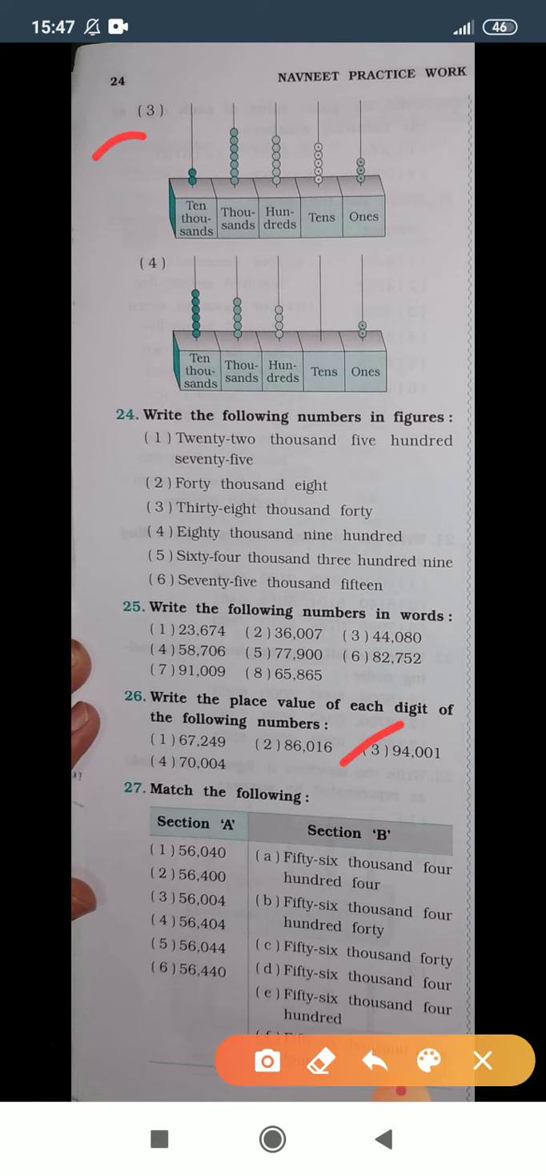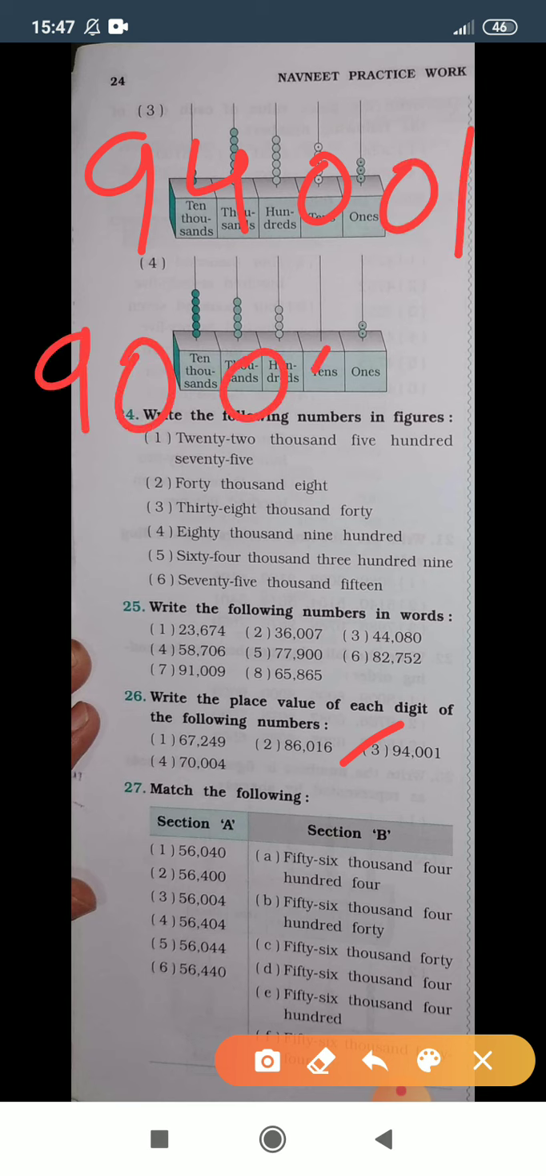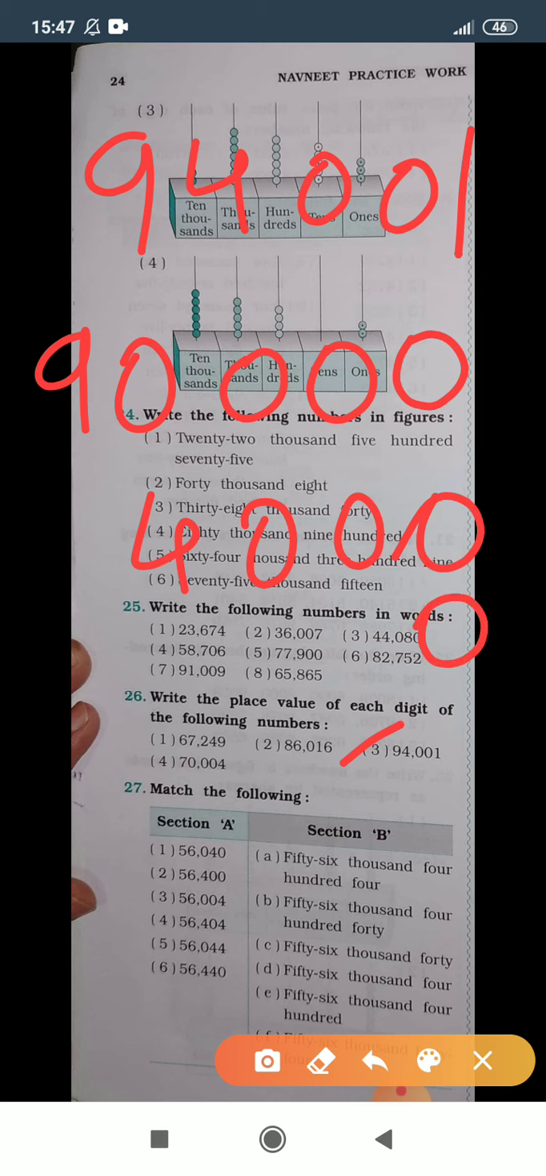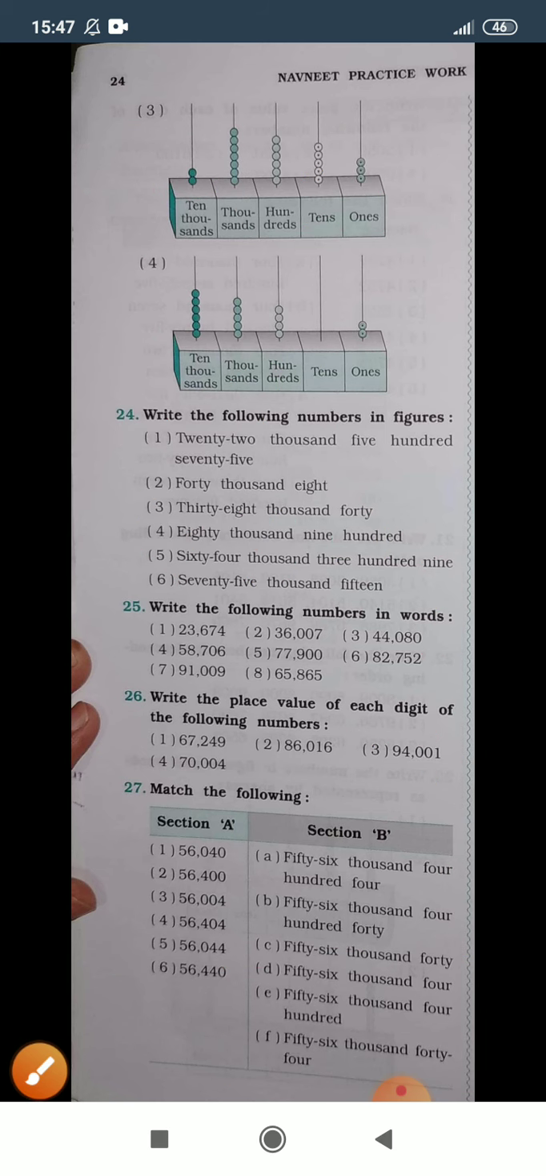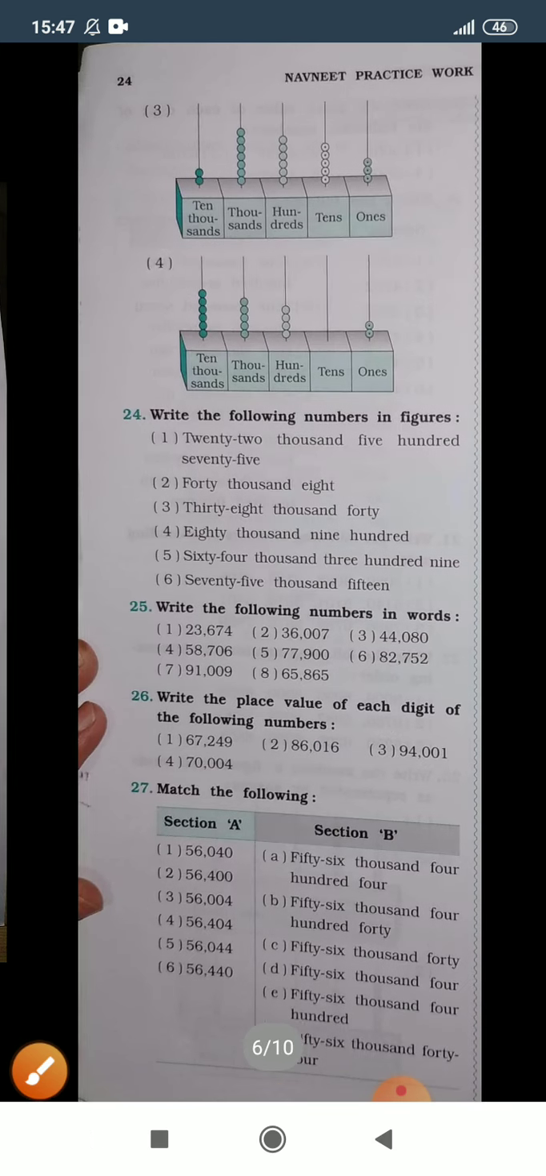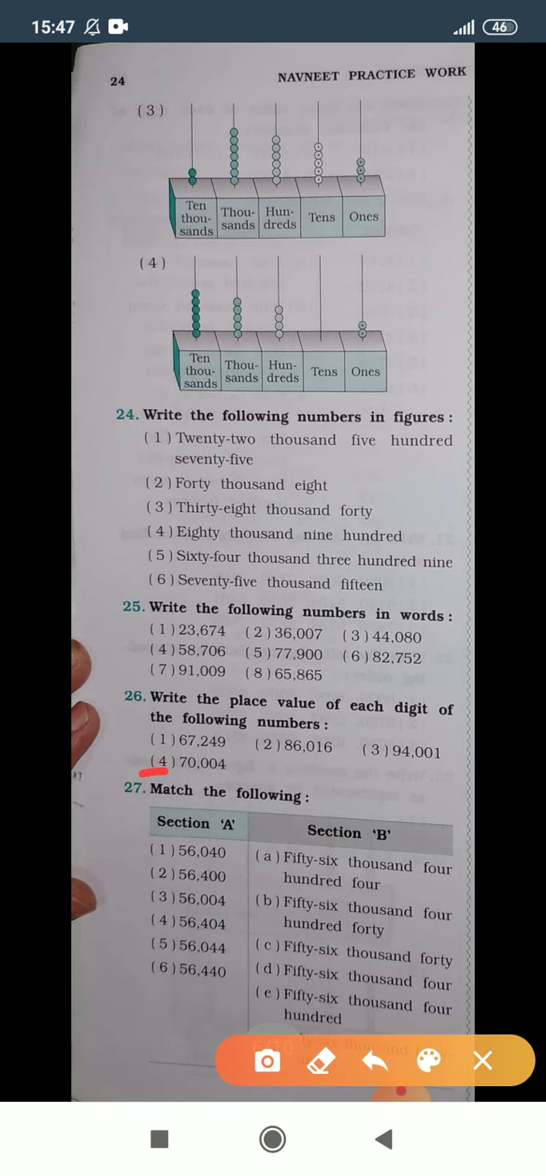The next one is 94001. Again 9 is on 10,000 place, means 4 zeros after 9. 4 is on 1000 place, that means 4,000. 0 we will write as a single 0, and 1 is on ones place. Question number 4 is in your homework.